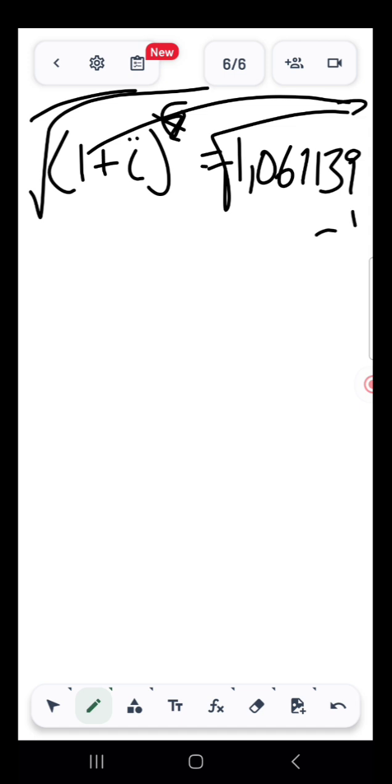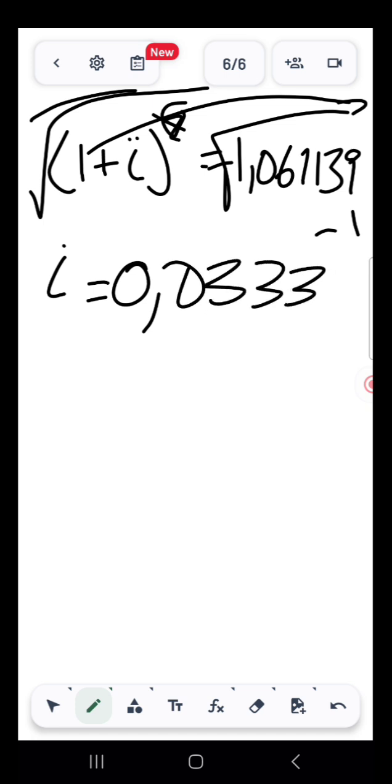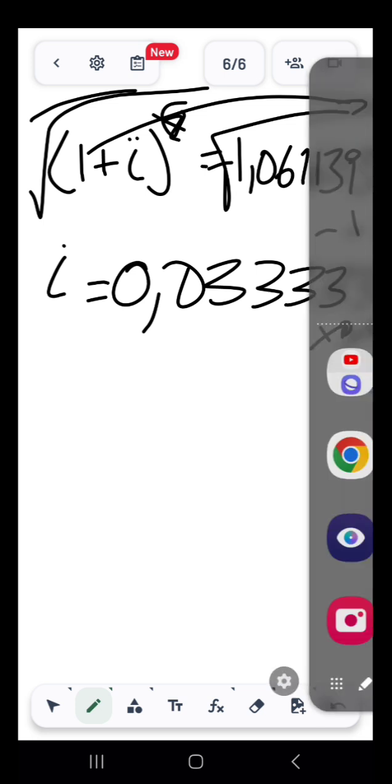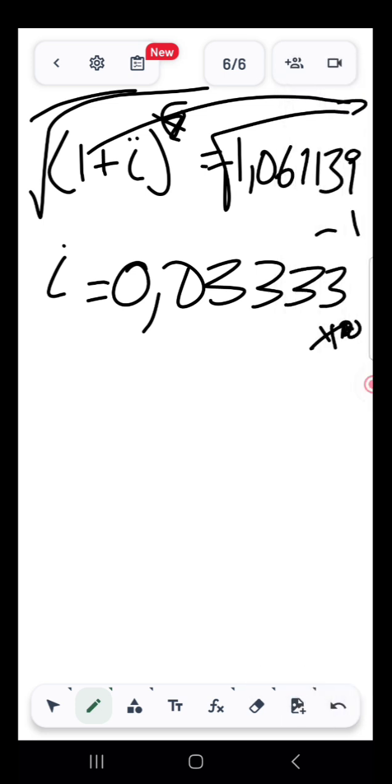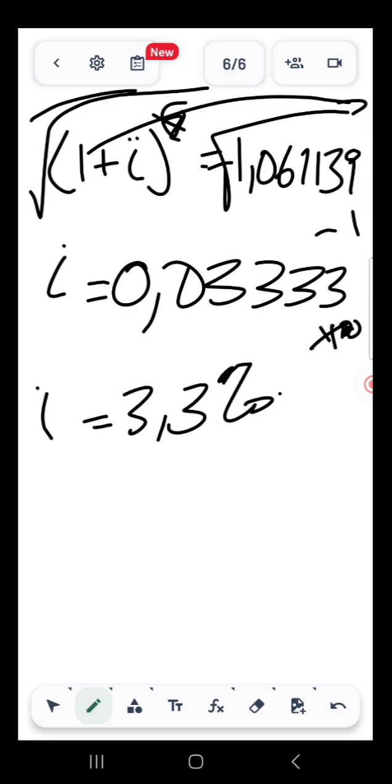Then you transpose the 1. I'm skipping a step, which will be minus 1, and then our interest rate will be equal to 0.0333 and so on. Now we turn it into a percentage by multiplying by 100. So if we multiply by 100, our interest rate becomes 3.3%. This is the interest rate that was charged, the inflation rate across the years. So inflation grew at 3.3% annually.